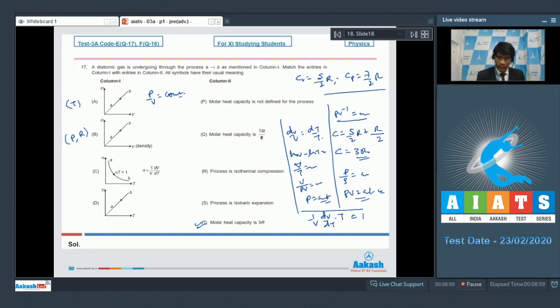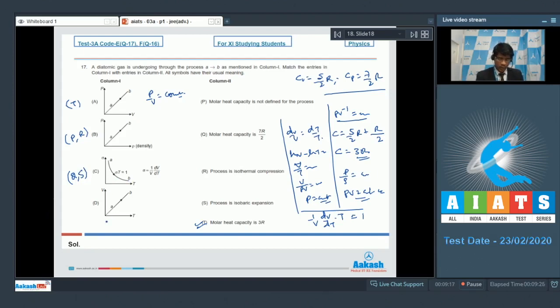So the molar heat capacity would be 7 by 2R, so Q will be the correct match here. Another part being the process is isobaric expansion. Let's see if it is expansion or not. I just mentioned the process is isobaric and the temperature is increasing, so definitely the process will be isobaric expansion. So Q and S will be the correct match here.